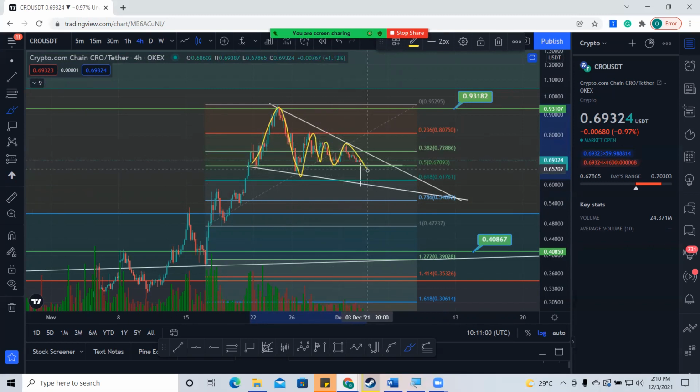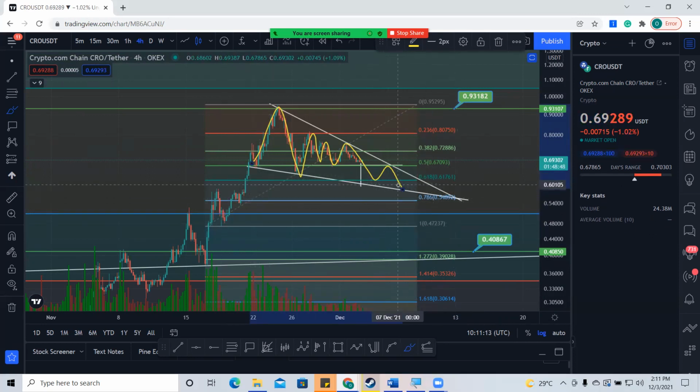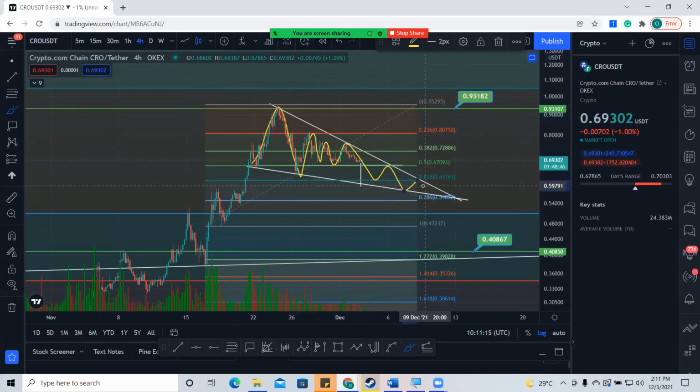If it breaks this down, it comes up, tests, then maybe retests. If it doesn't hold, it will break, okay? And you can see the wedge is coming all the way down to this level, 0.786. And then eventually momentum picks up, it can break to the upside.